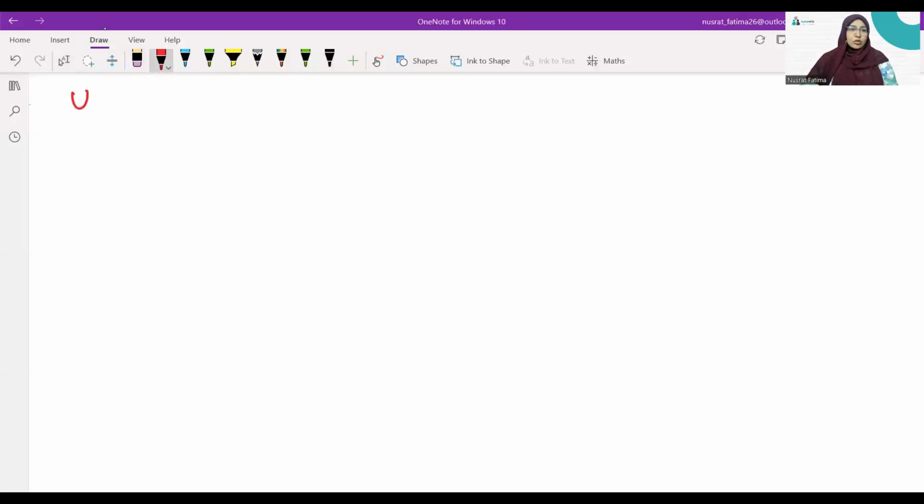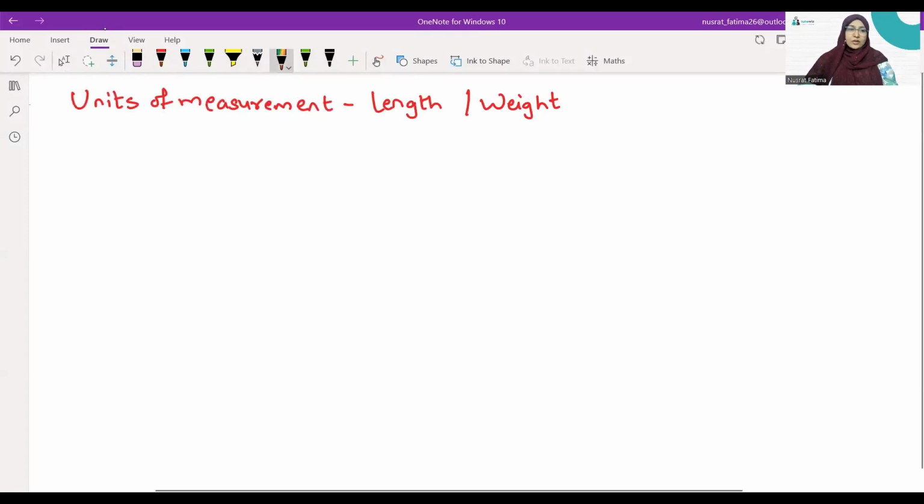What are units of measurement? Units of measurement are nothing but the standard units that are used to measure length or weight. What is length? What is weight? Let's understand one by one. Length is nothing but the distance between 2 points.